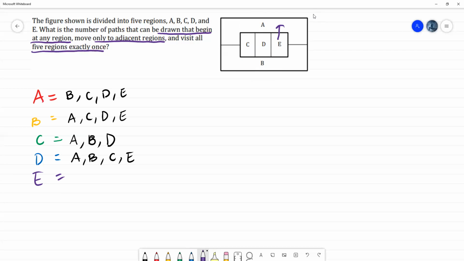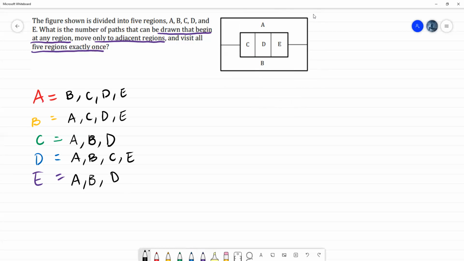Now our final region, which is the E region, can go here, here, here, but it cannot go to C because it's not adjacent. So A, B, not C, D. So those are all the places that you can go from starting on each of these tiles.